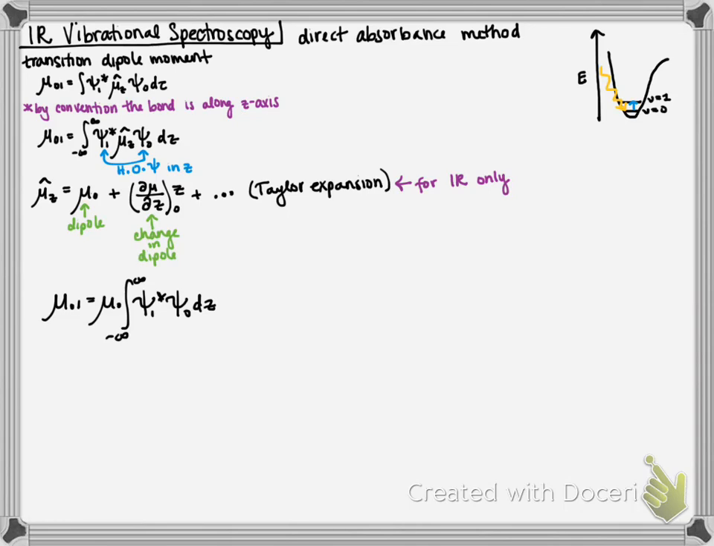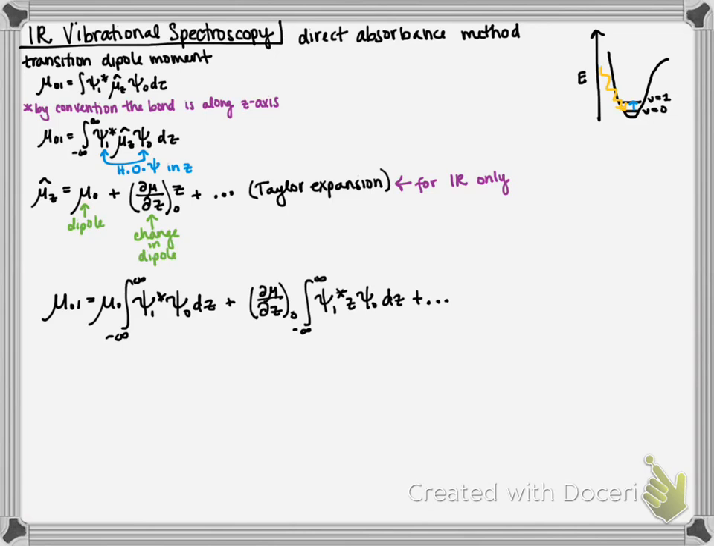So we'll have, for the first term, mu0 times the integral from negative infinity to positive infinity of psi 1 star psi 0, where psi 1 star and psi 0 are simply our harmonic oscillator wave functions, dz. Our second term, when we take the partial derivative of mu with respect to z and evaluate it at 0, it becomes a number because it's already been evaluated.